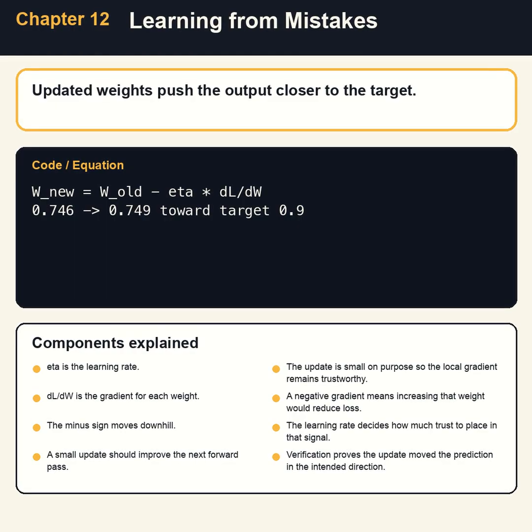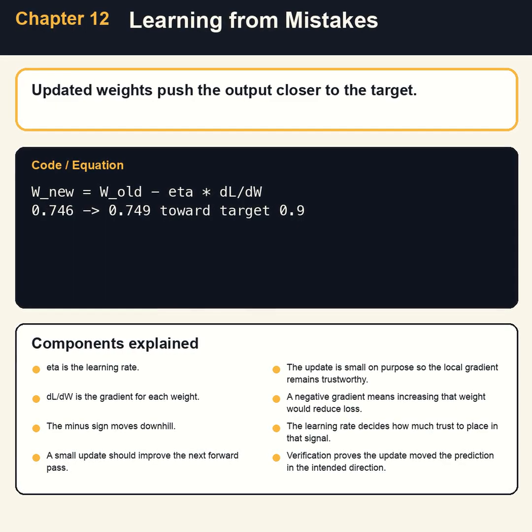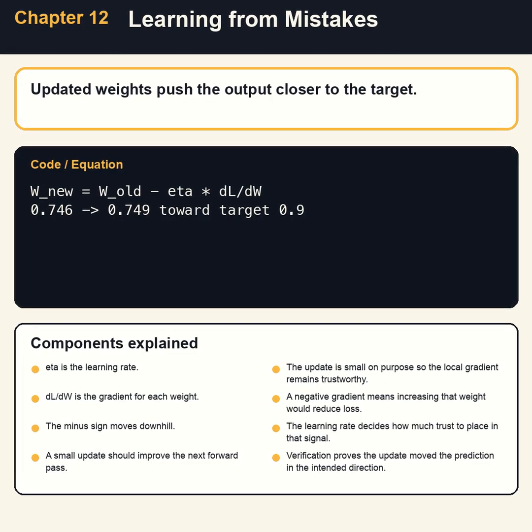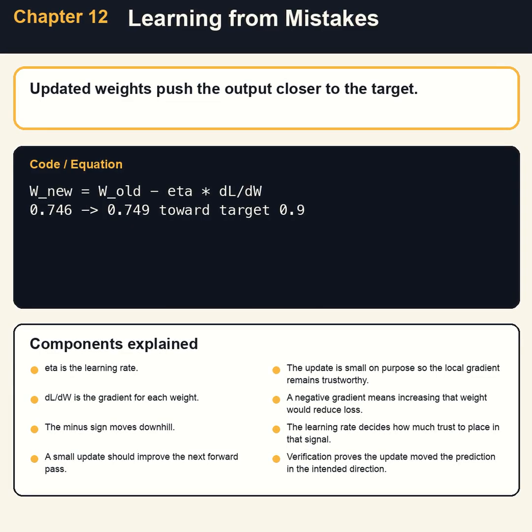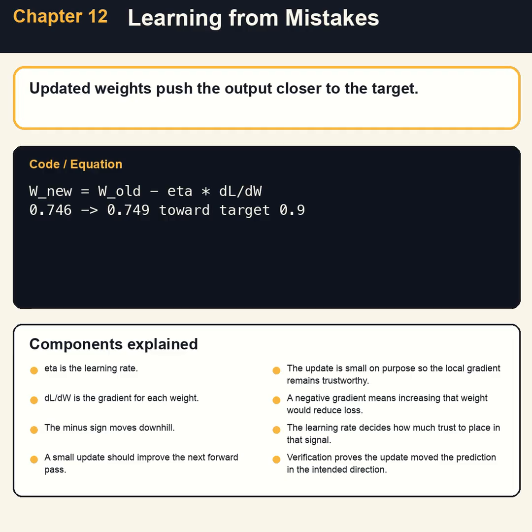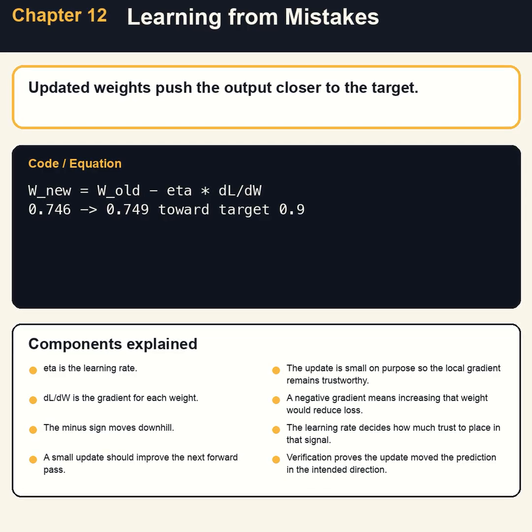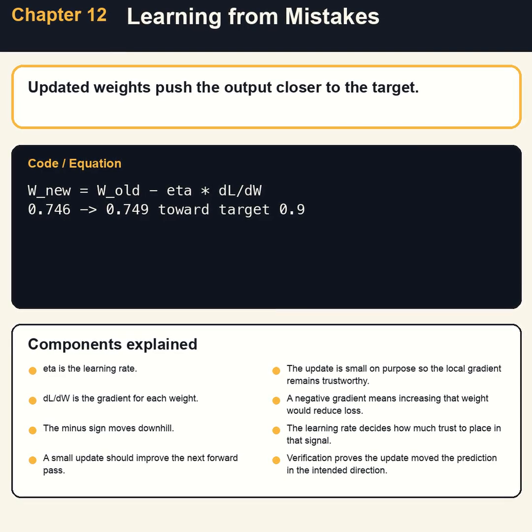This chapter is where theory becomes training. The derivation says, if the gradient is local slope, then subtracting it should reduce loss for a small enough step. The worked example matters because it closes the loop. Forward prediction, loss, gradient, update, then a better forward prediction.